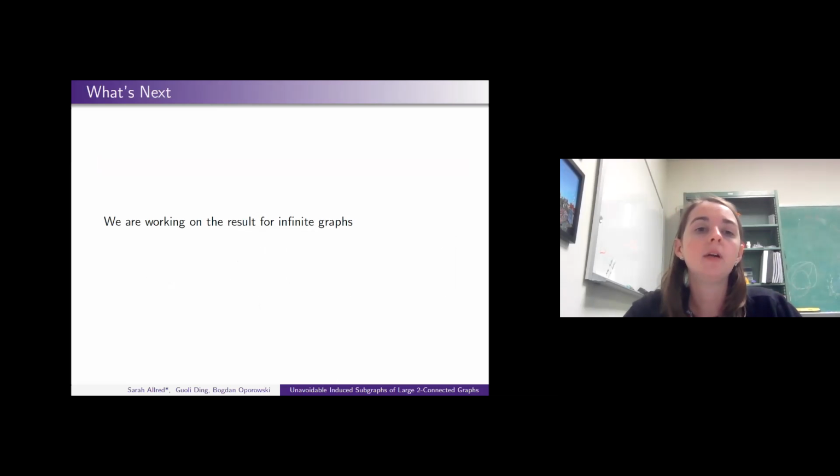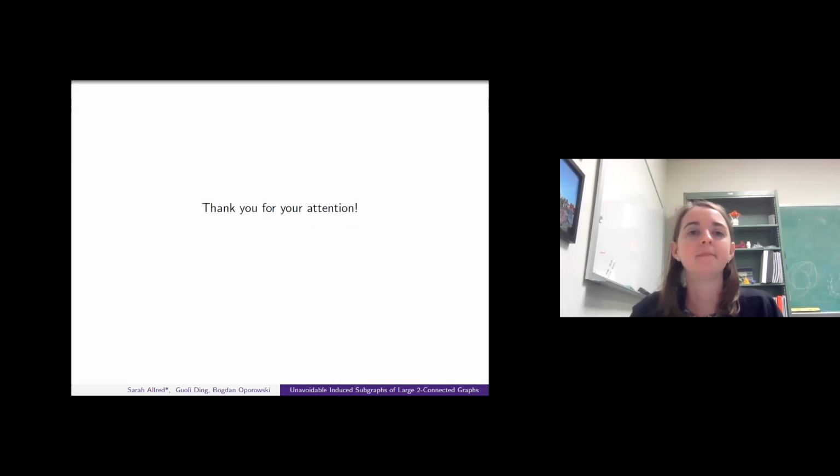Our next step is we're working on taking this graph or this result and thinking about what happens in infinite graphs. There's still a decent amount of work left to do there, but I think we're on probably the right track. And yeah, that's what I got.